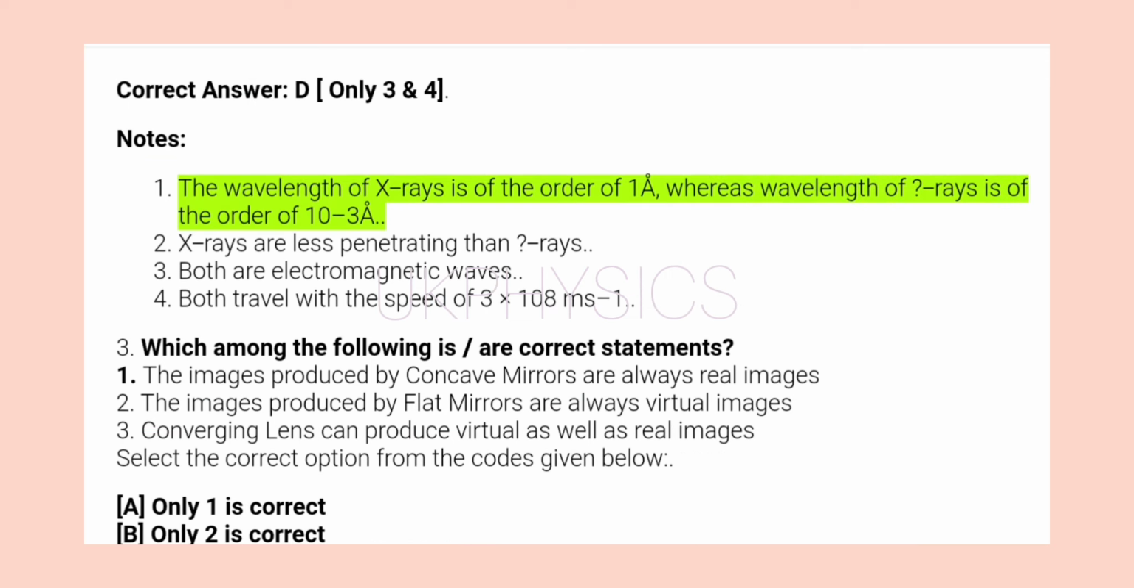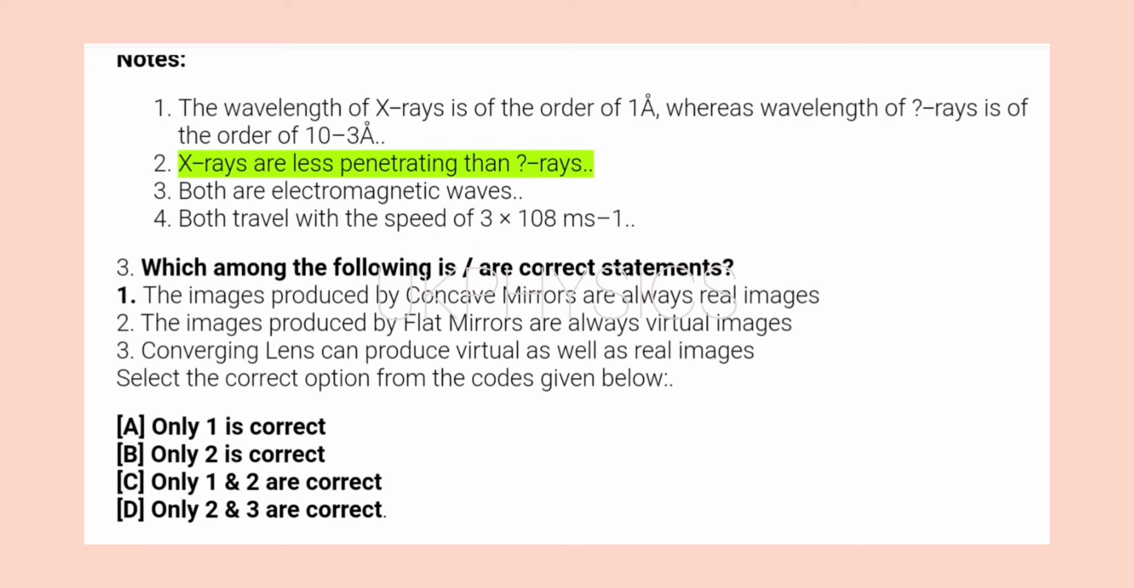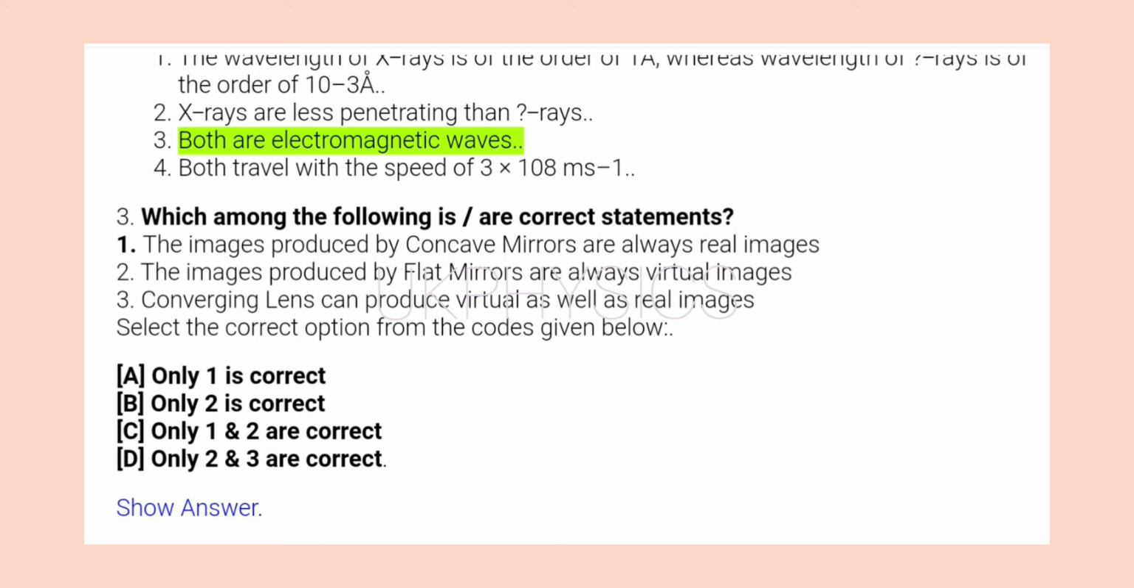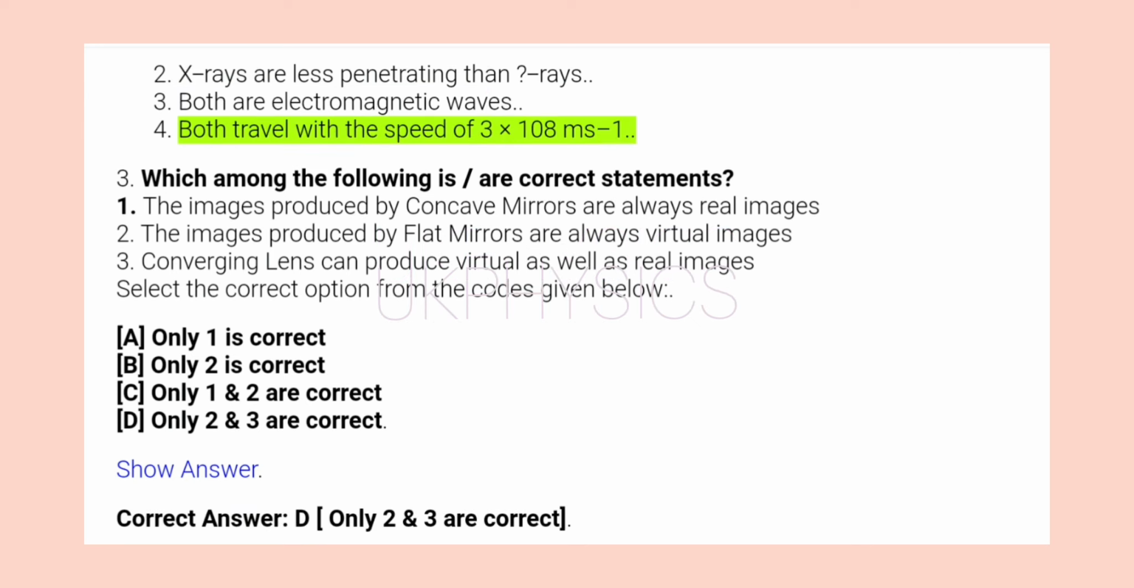The wavelength of X-rays is of the order of 1 Å, whereas wavelength of gamma rays is of the order of 10^-3 Å. X-rays are less penetrating than gamma rays. Both are electromagnetic waves. Both travel with the speed of 3 times 10^8 m/s.